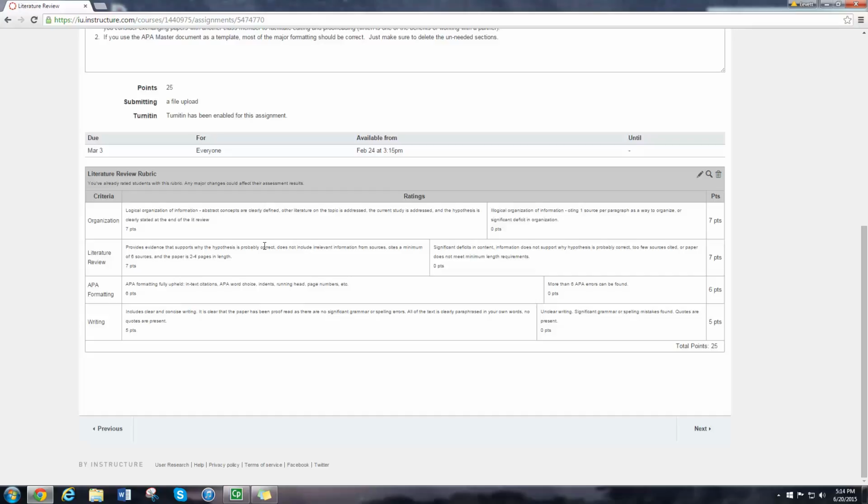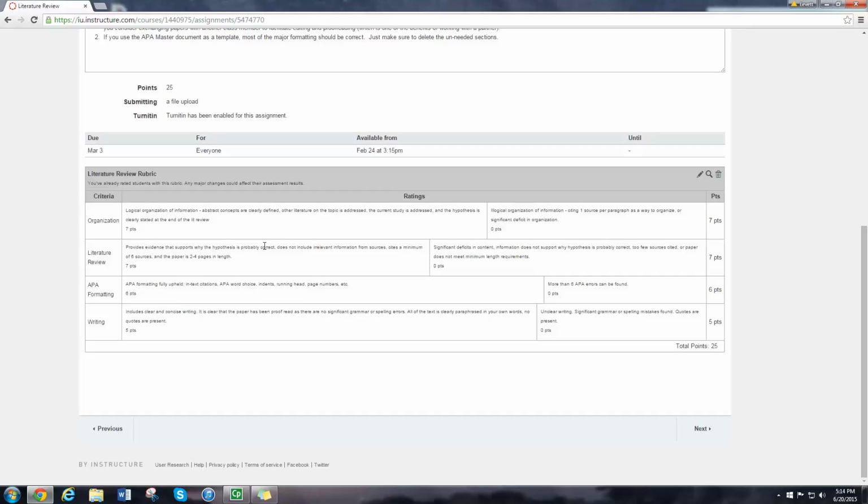But if the information that you've provided, even though it's well organized, does not help support why your hypothesis is probably correct, it's considered irrelevant information, and therefore you'll receive reduced points for the literature review criteria. So the information you're including is relevant and makes sense and supports your hypothesis. You actually cite a minimum of 6 sources and you include the minimum page length. APA formatting is just the in-text citations are done correctly, word choice, indents, those kinds of things.